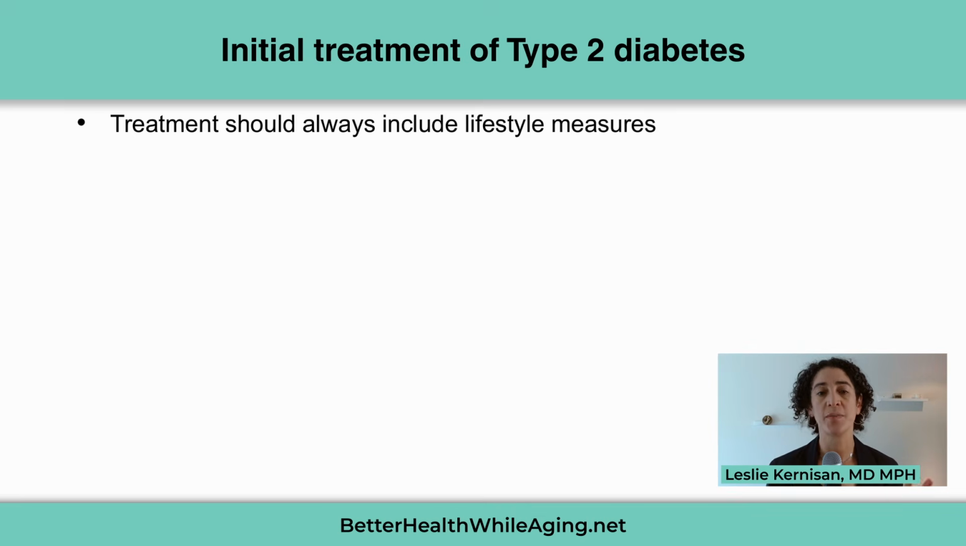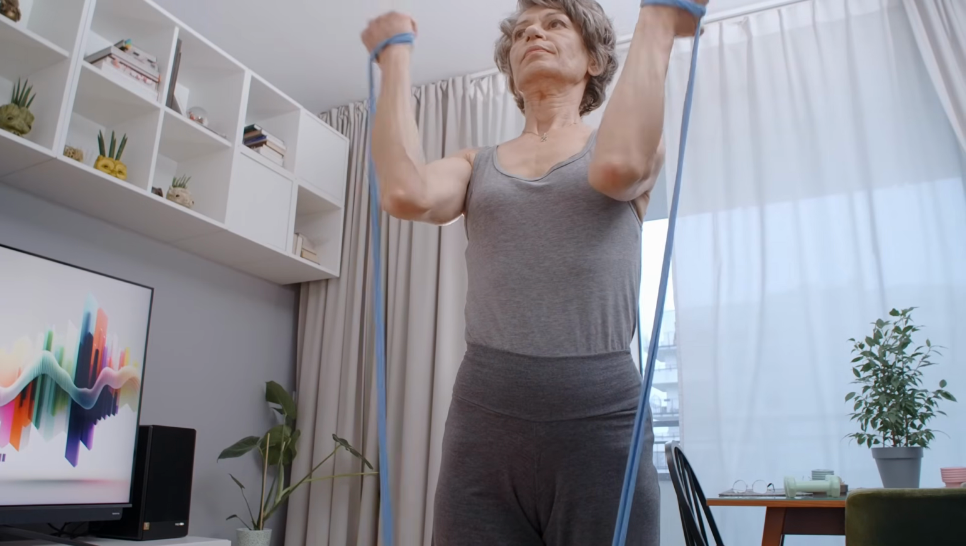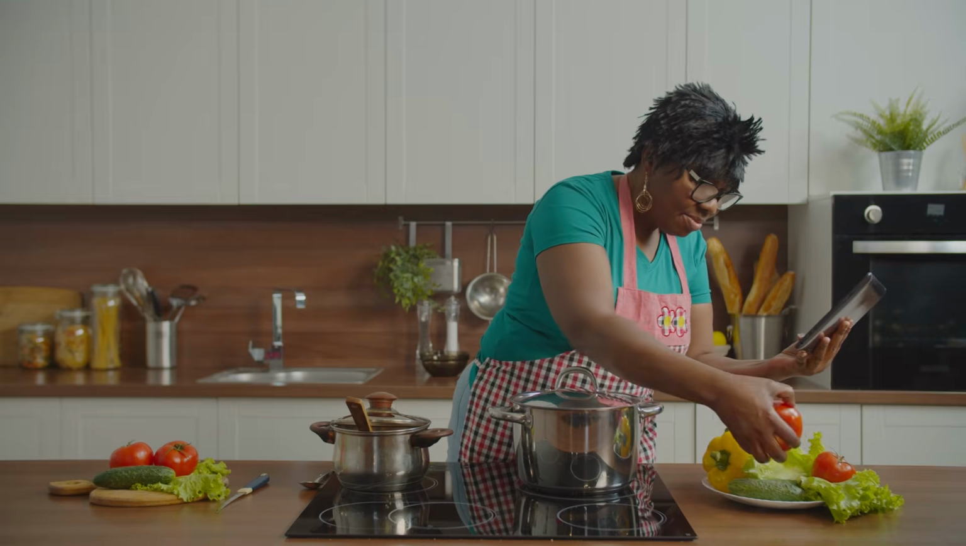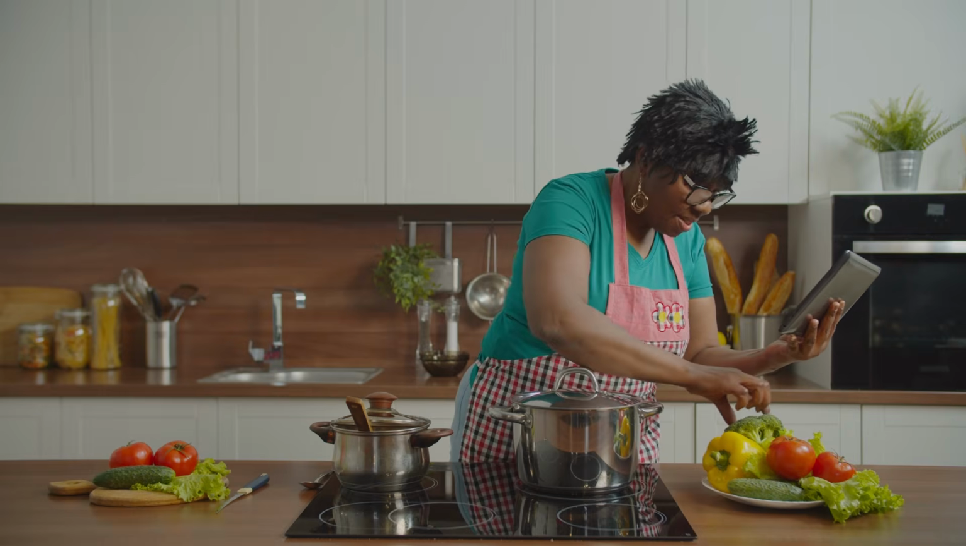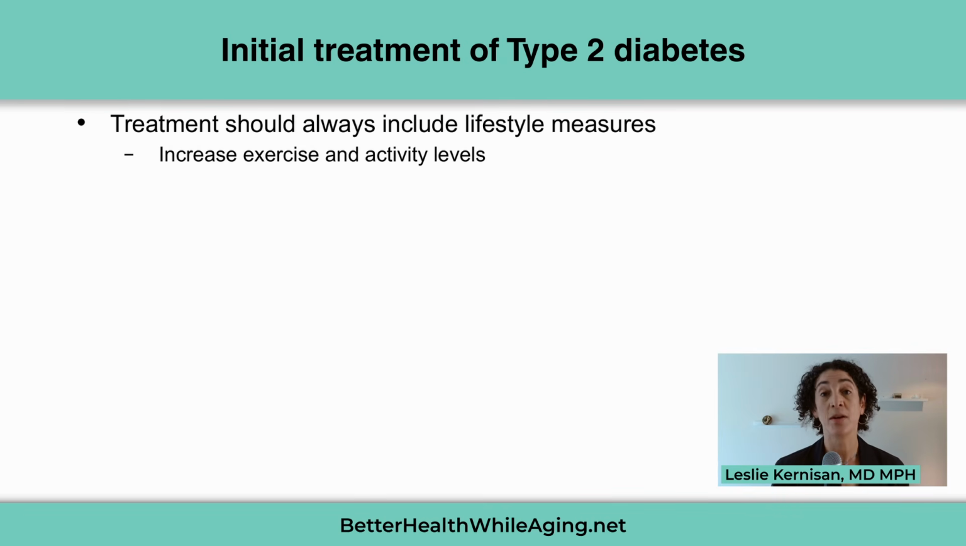So first of all, treatment should always include lifestyle measures, such as increasing exercise and activity levels. And in fact, for some people who have an A1C that is 6.5, 6.6, not too high, just increasing their exercise and activity, maybe changing their diets and losing a little weight can be enough to take them out of the range of diabetes and put them back in the pre-diabetes range. So we want to think about increasing exercise and activity. We want to encourage weight loss if possible.